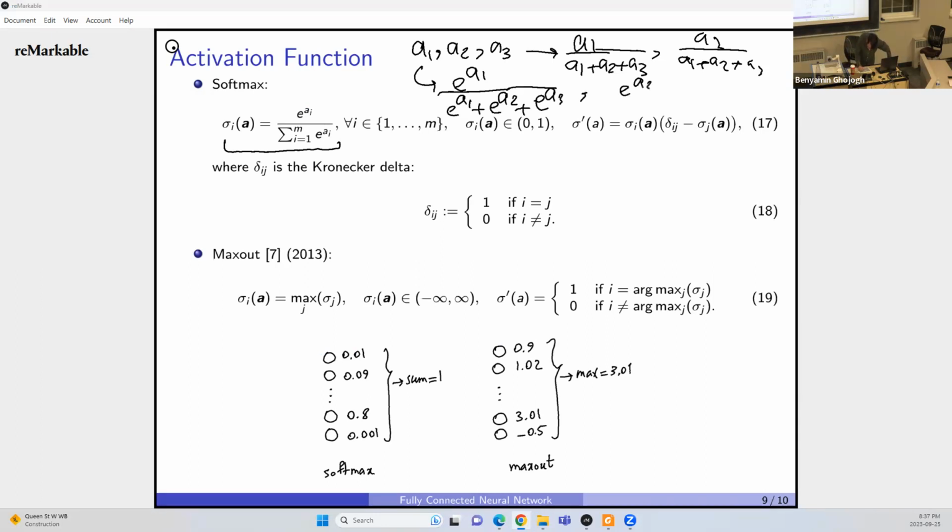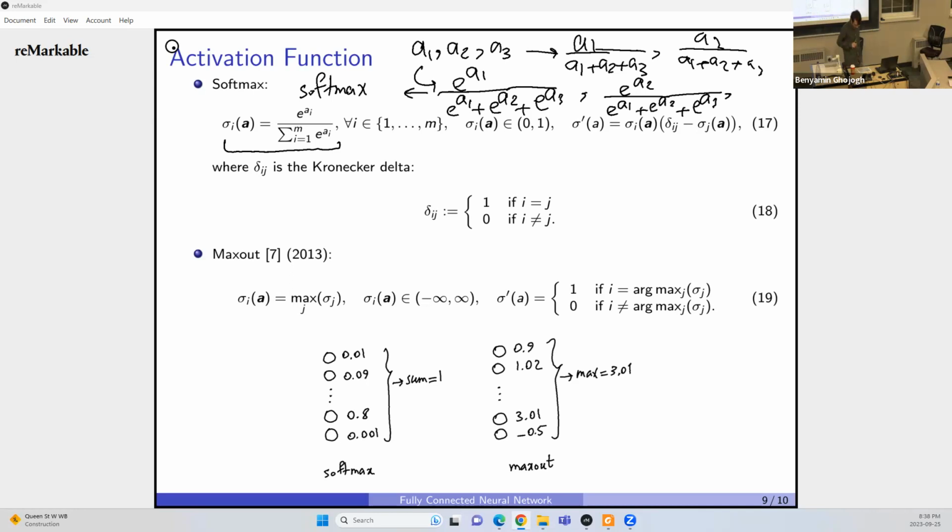Also, e to the power of A2 over e to the power of A1 plus e to the power of A2 plus e to the power of A3, and also for the A3. If I do that, it behaves like a Gaussian distribution. Agree? Because it sums to 1. They are between 0 and 1. Also, they have e to the power, so they are in exponential family, right? This is called softmax form in machine learning. Okay. So they are probabilities, but Gaussian probability.